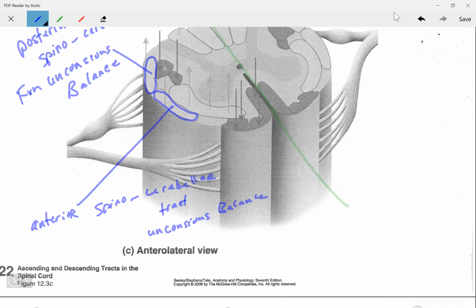Okay, the difference, or the reason why you have two, is the anterior does a lot of lower body balance function.